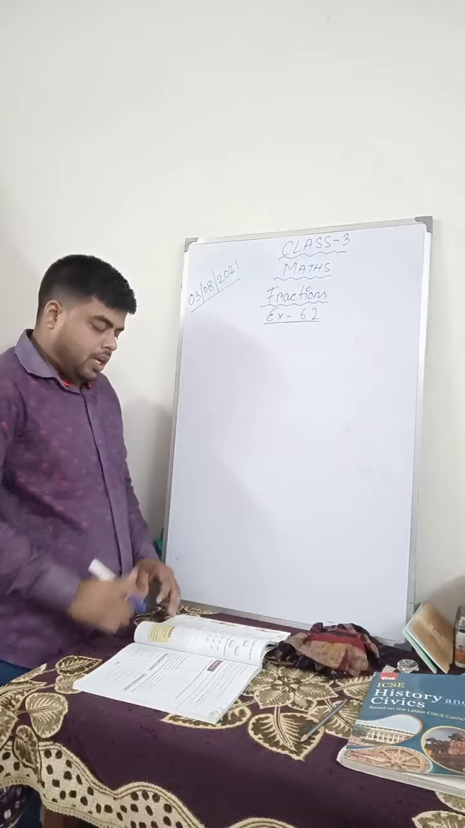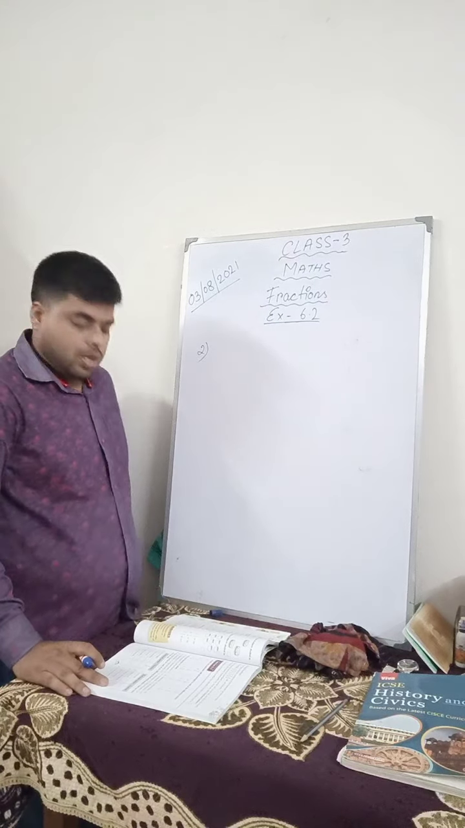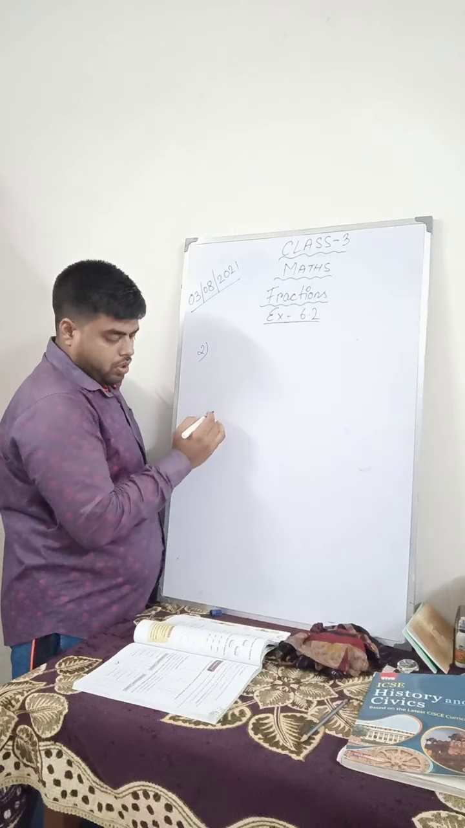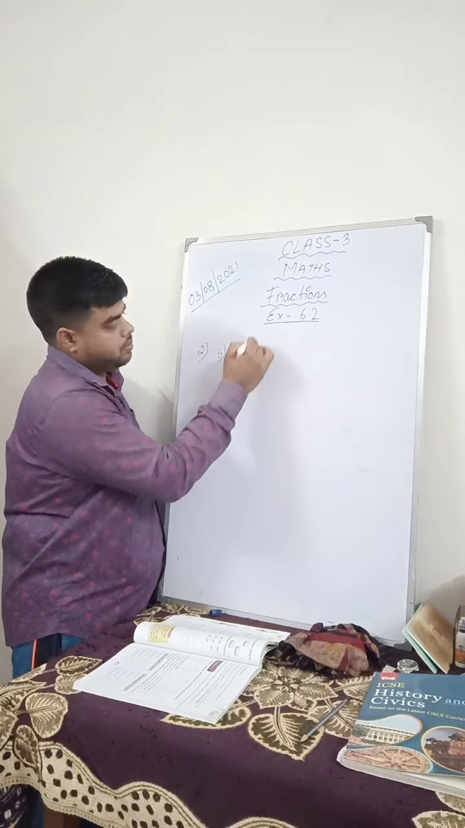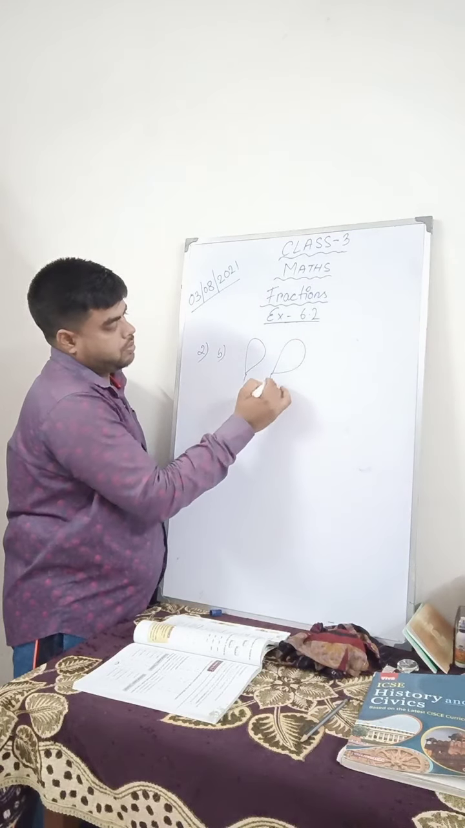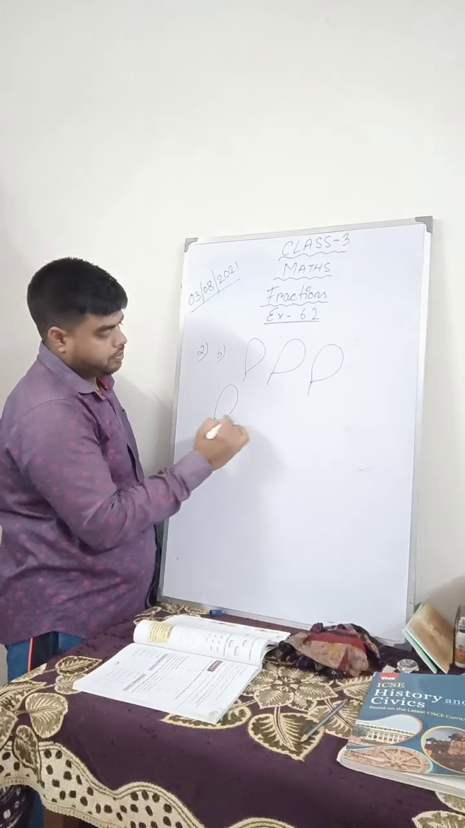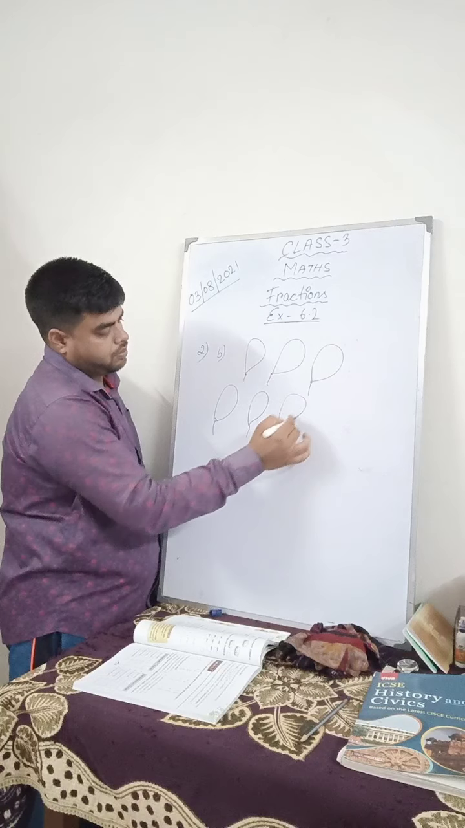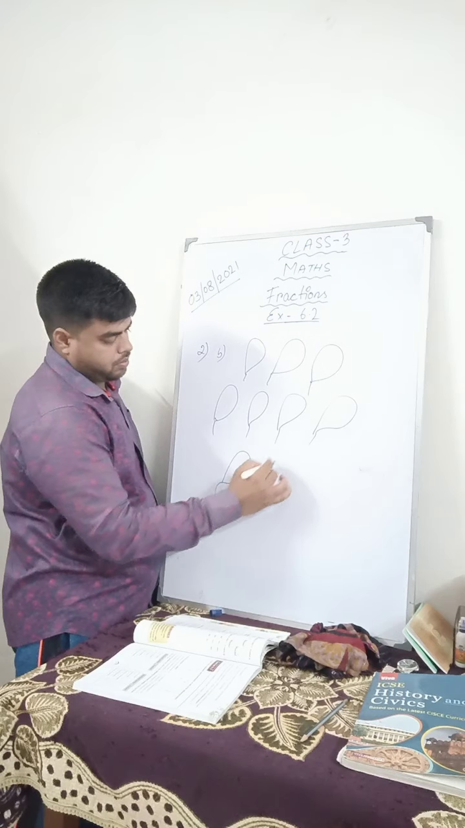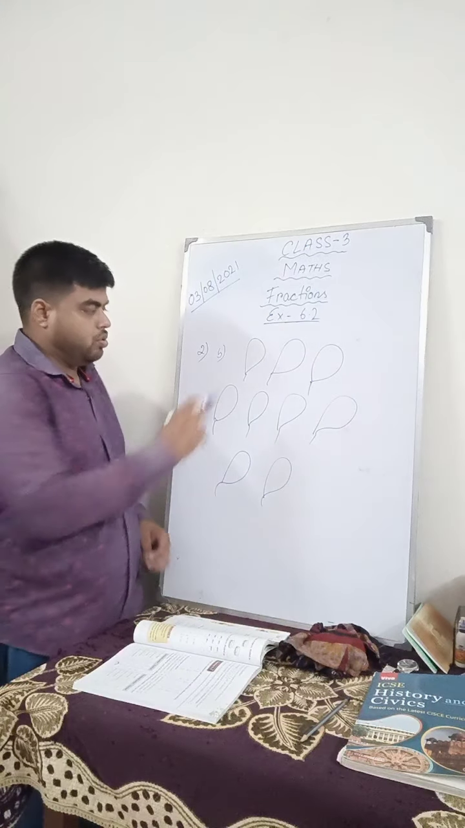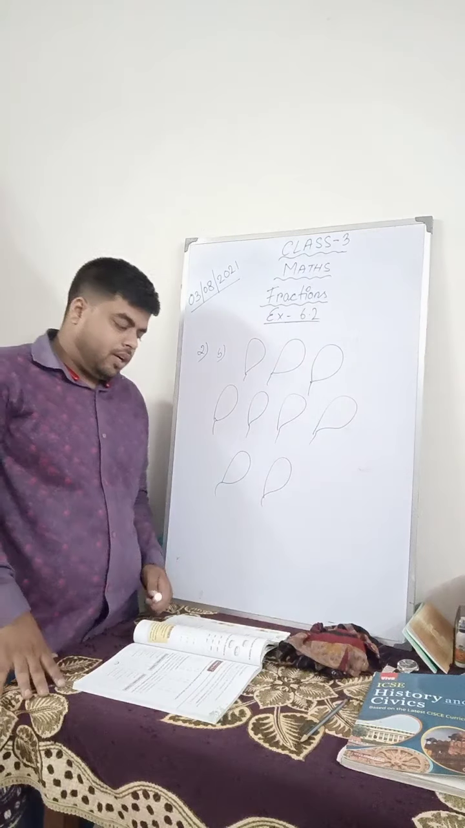Now that was half, that means whatever the total was, you have to divide by 2 and you will get the half of it. Now question number 3, they have said shade 1/3. 1/3, that means they have given you 3, so let me do number B. They have given you 9 balloons. 1, 2, 3, 4, 5, 6, 7, 8, 9. Out of those 9, they have said 1/3.